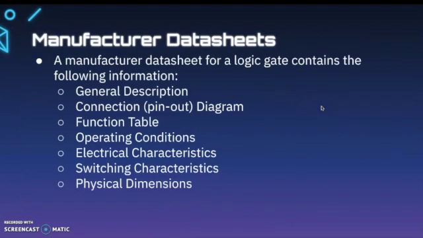So all of this information gets contained in a manufacturer data sheet, and a manufacturer data sheet for a logic gate contains a lot of information. It gives us a general description. It tells us how the pins are set up so we can wire them properly. It gives us a function table or a truth table so we know how the gates operate, as well as operating conditions, so how it actually would function inside of the circuit, electrical characteristics, switching characteristics, as well as physical dimensions, so the overall size of our component.